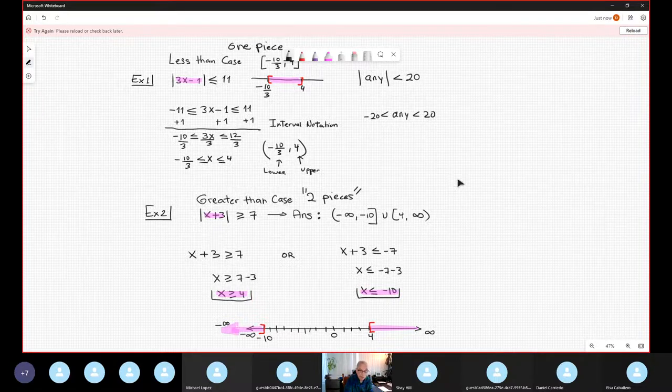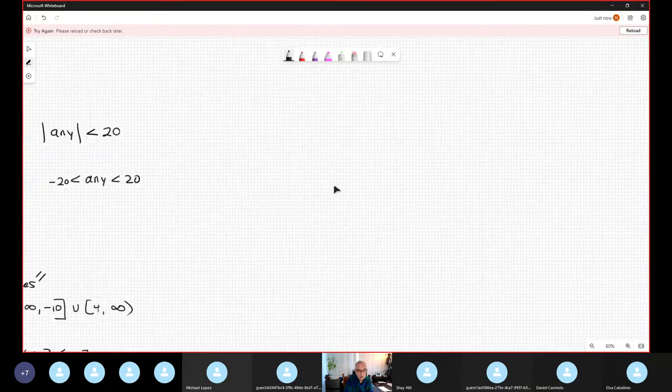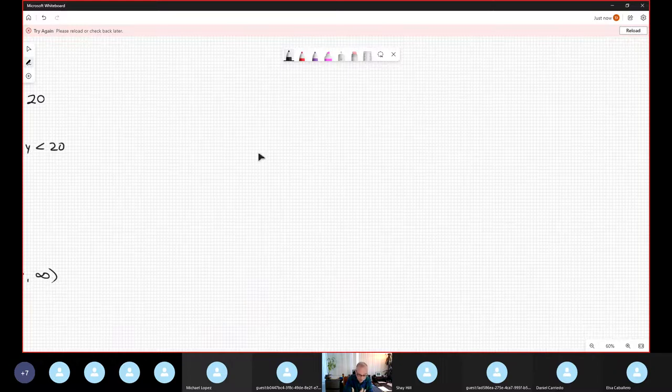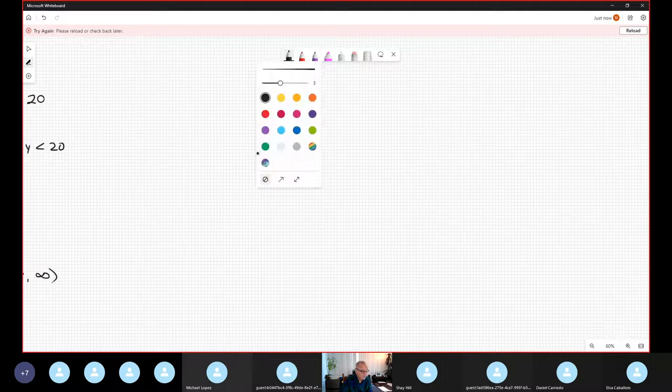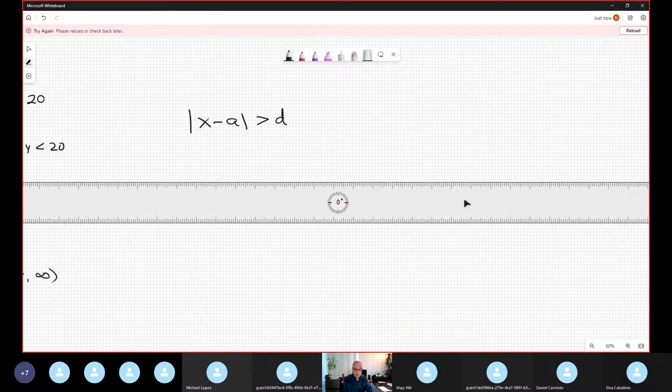Okay. Let me explain the idea behind this. It's super clear. One of the best ways to understand this is the geometric interpretation. For example, look, suppose we have absolute value of x minus a greater than d. What is the interpretation of this? Remember, the interpretation of the absolute value is distance. I suppose you remember that. And the idea is clear.